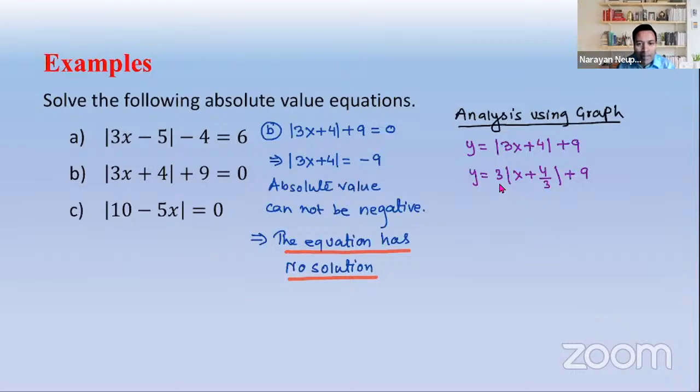So now, when you look at this 3 here, that 3 suggests that the graph opens up. And also, if you look at the vertex, to write the vertex, we have to change the sign of this number, so that will be -4 over 3. And then we have to write this number, that is 9. So the vertex is (-4 over 3, 9). -4 over 3 is like -1.33. Okay, now let's graph it.